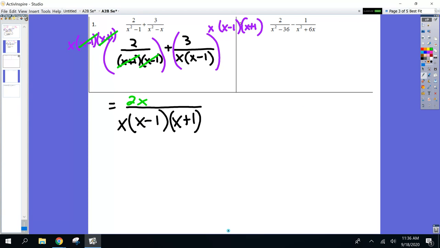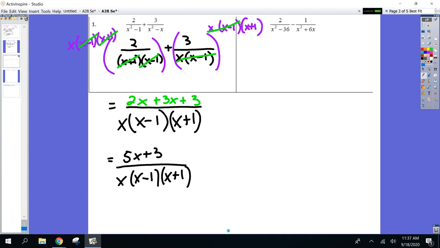Hold on. Start from scratch. What's getting crossed out? Take out the x minus 1 and the x. Yep. And then what's left over? 3x plus 1. Okay, now distribute, and what do you end up with? 3x plus 3. Good. And then all I need is to combine like terms up top. 5x plus 3 all over x, x minus 1, x plus 1.